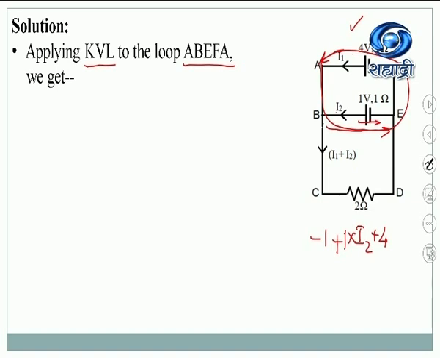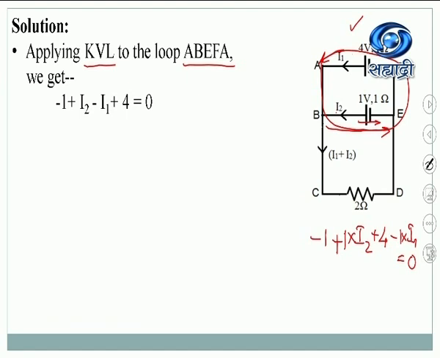We are going from lower to higher potential, so plus 4. Again here 1 volt, 1 ohm is the internal resistance and the current is I1. Again we are going in the direction of current, so -1 into I1. And we reach this A, so this is 0. This is what is shown here.